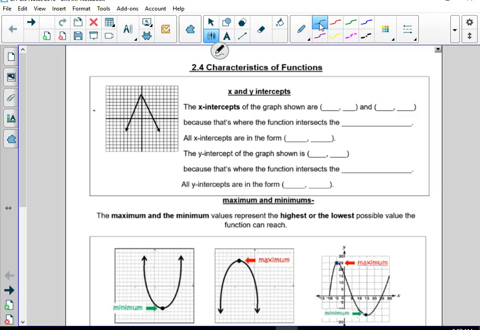Characteristics of functions. The x-intercepts, okay? Those are here and here. The x-intercepts are where it crosses the x-axis. So if you think about it, it just makes sense. X-axis, you should know where that is. And to intercept means to cross.